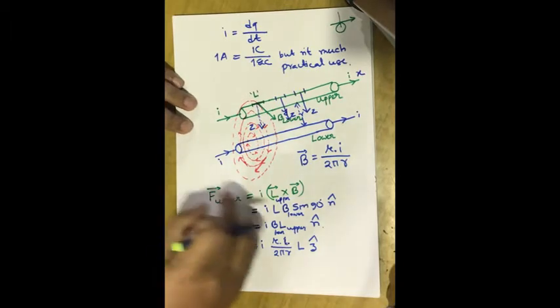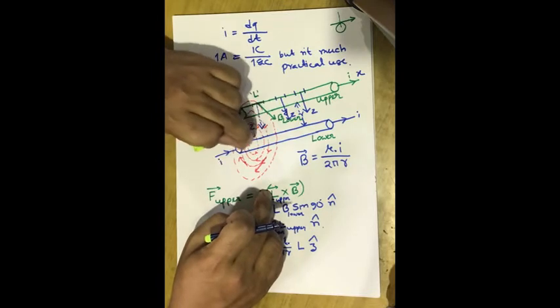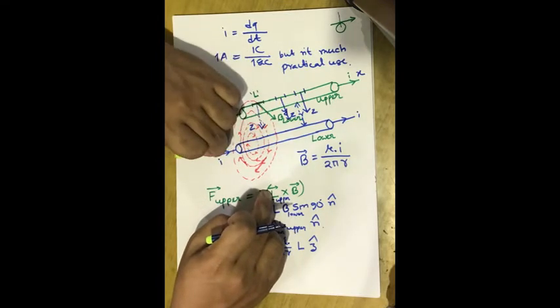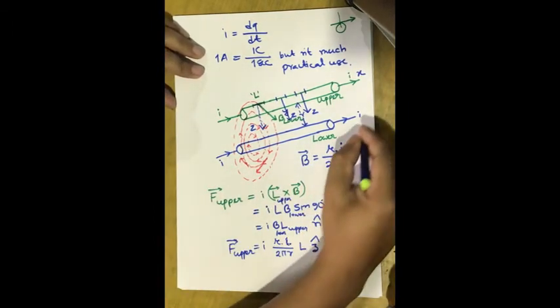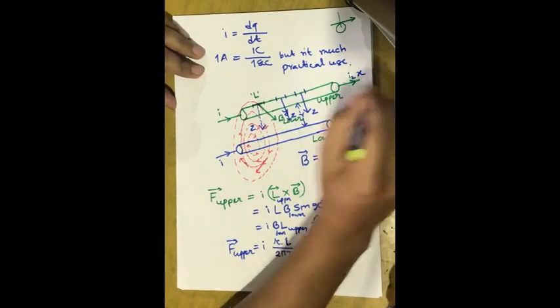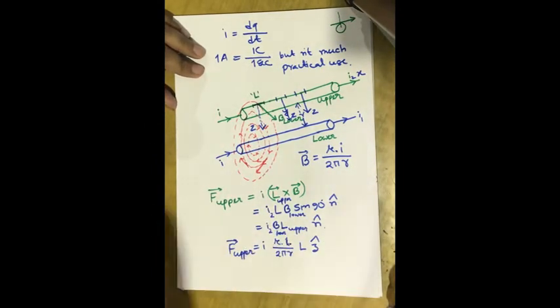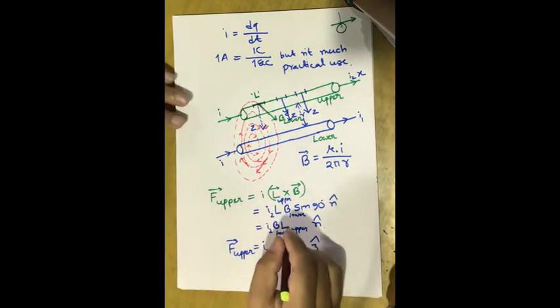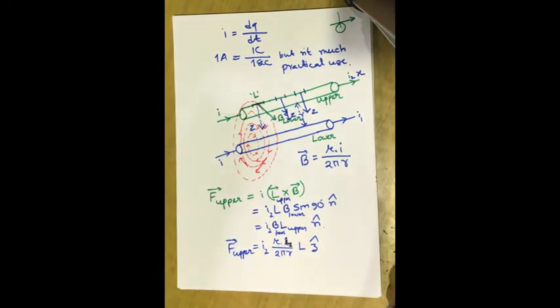Okay, so this is the force which the upper wire will experience if it is placed in a magnetic field due to the current I in the lower wire. To make a distinction between these two currents, let's call this I1 and this I2. This current will be I2, and this magnetic field is due to the current I1. So now the distinction is clear between I1 and I2.